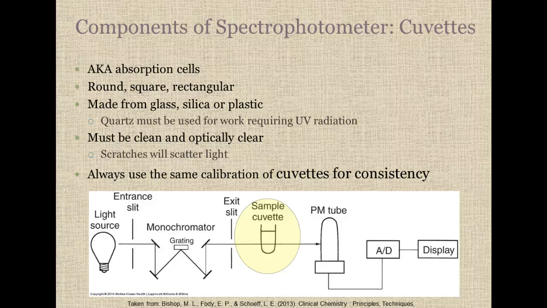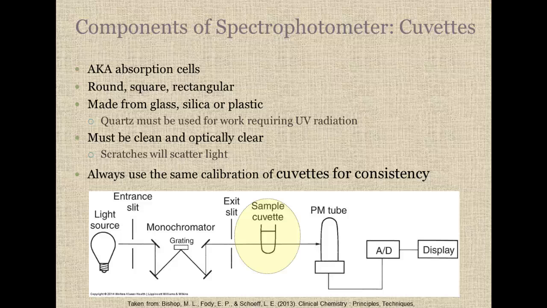The next part is a cuvette. This is where your sample is going to be. Sometimes they're called absorption cells. They can be round, they can be square, they can be rectangular, they can be made out of glass, silica, or plastic. You have to have quartz for UV work though.